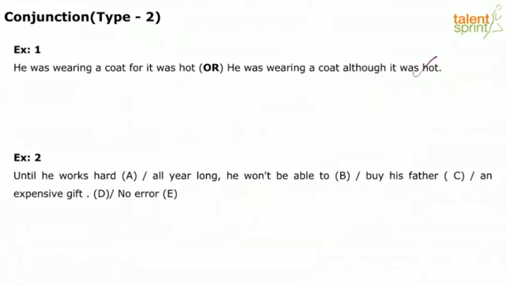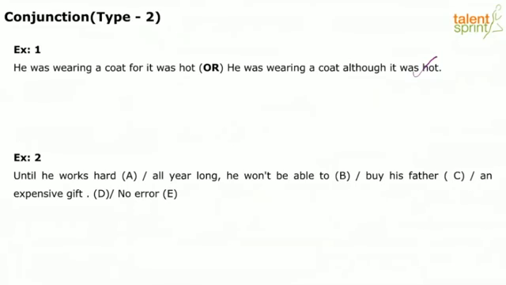Now, until he works hard, the point that you're trying to bring in here is, until he works hard all year long, he won't be able to buy his father an expensive gift. This is just another way of saying buy an expensive gift for his father or buy his father an expensive gift. Both of them are correct. By whom? By his father. What? An expensive gift. So that is also correct. There is no error in this.